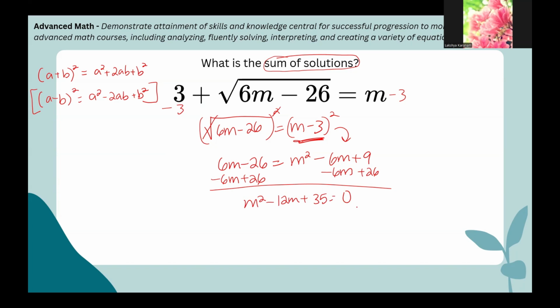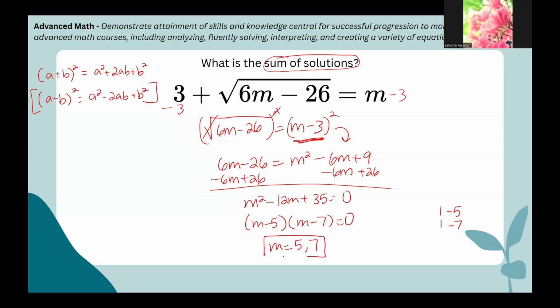And can you factor this? I think so. I see 1, 1, and 5, 7. And you can make both of them negative right here. And you end up with m minus 5, m minus 7 equals 0. So m equals 5 and 7.